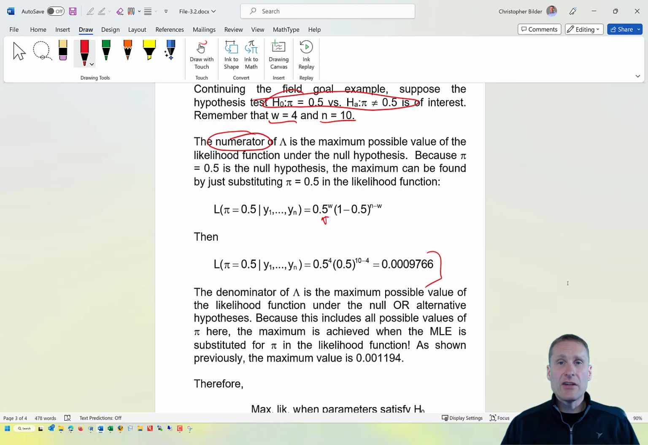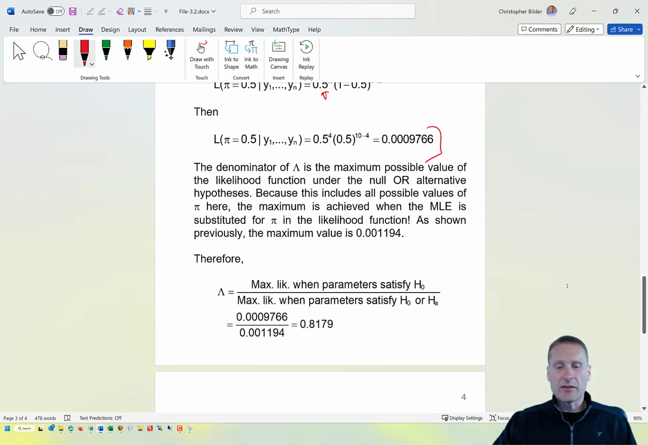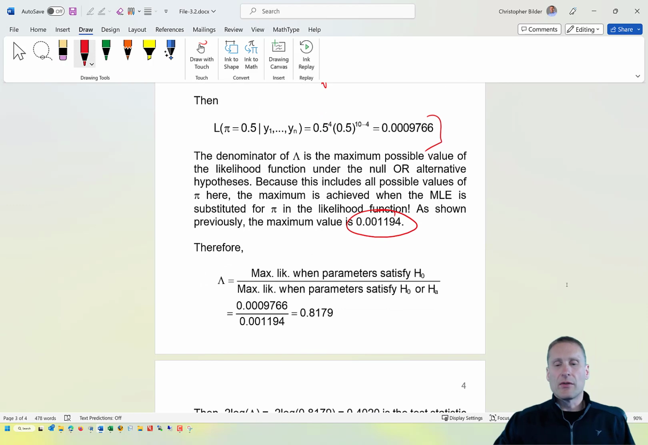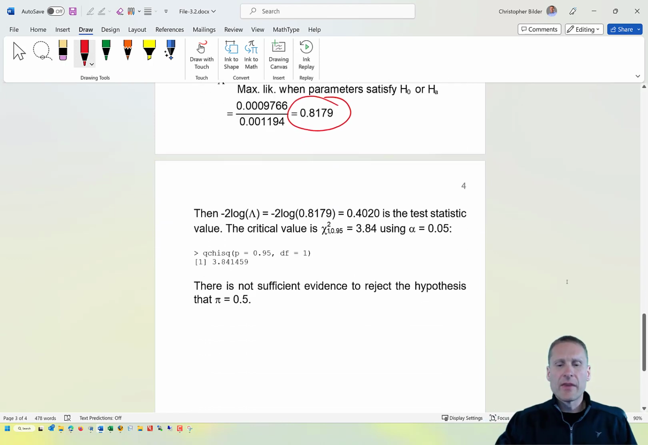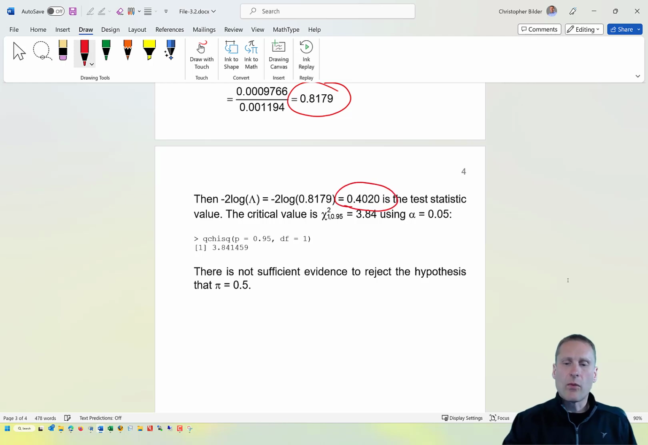Now in the denominator, allow H0 or HA to be true. So what's the maximum possible value of the likelihood function when pi doesn't have any restrictions on it? It's between 0 and 1. Well, we calculated this before when we found the maximum likelihood estimate for pi. This maximum possible value occurs when you have the MLE plugged into the likelihood function, and I get 0.001194. So let's go ahead and take the ratio, 0.8179, so we can see we're getting closer to 1. Remember what that means. When I take negative 2 log lambda, I get 0.4020. Now, again, that's kind of close to 0.